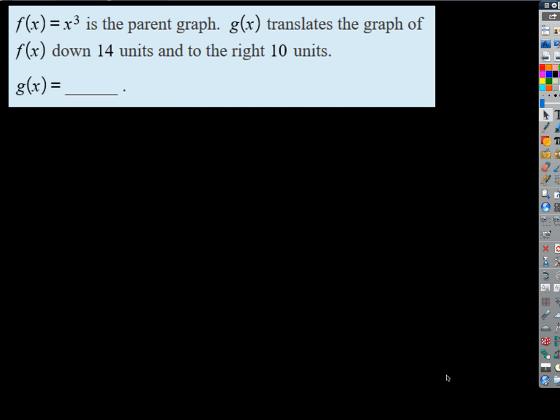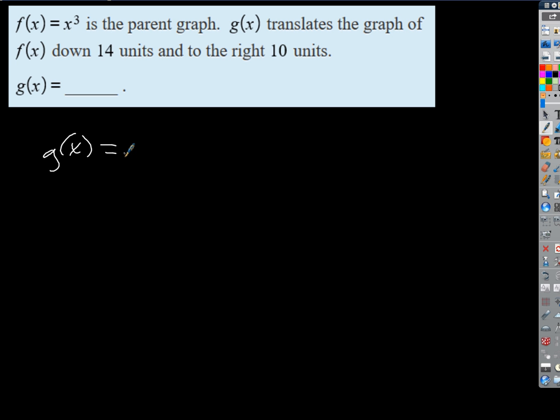Okay, so on this, now let's talk about this for a second. We had done a whole bunch of problems on this assignment where they had not been specific. They had said things like, in terms of f of x, if g of x is going to translate f of x down 14 units and to the right by 10 units, what would g of x be just in terms of the generic f of x?